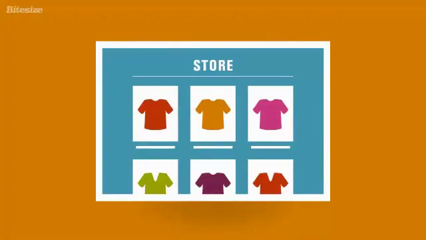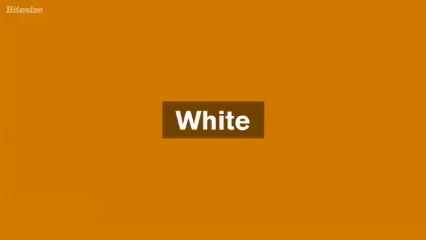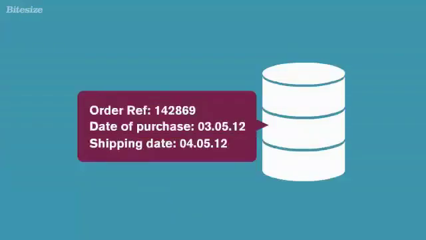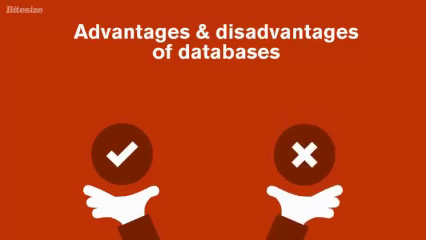Say you were looking for a t-shirt. Information about all those different shirts live on a database, along with additional data like colours, sizes and how many are in stock. If you bought one, extra information is added to the database about you. An order number, the date of purchase, when it will be shipped, plus your name and address so it actually gets to you. So databases have huge advantages, but also disadvantages too. Select the tick or cross to find out more.